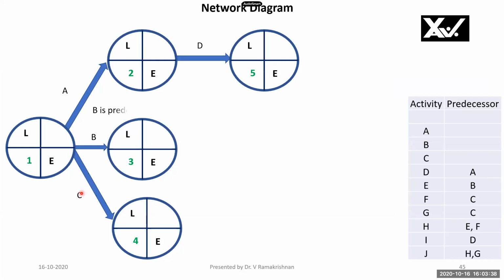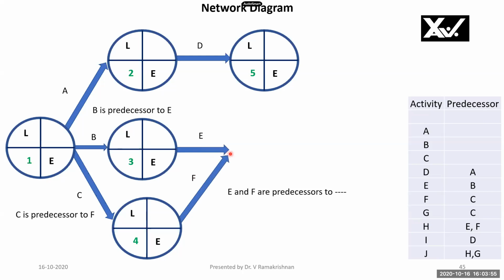Now we'll see this. Activity B is predecessor to E. Activity B is shown here, predecessor to E. Similarly, activity C is predecessor to F. But E and F are combined predecessors to activity H. Therefore, they will have a common ending event. That's what I've drawn here.